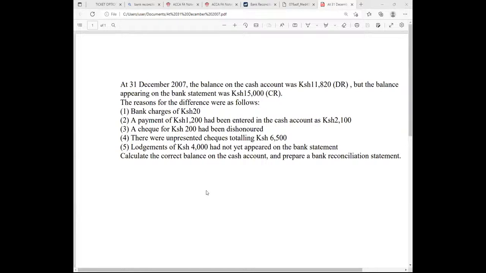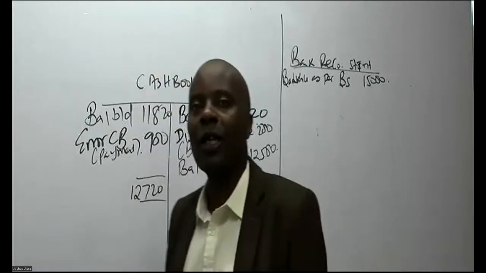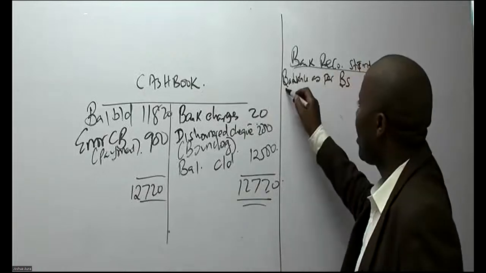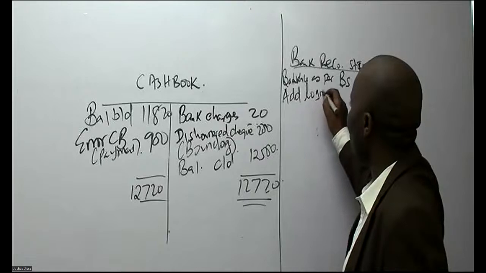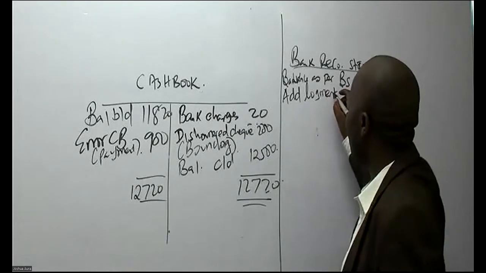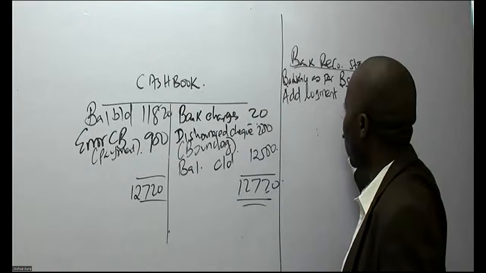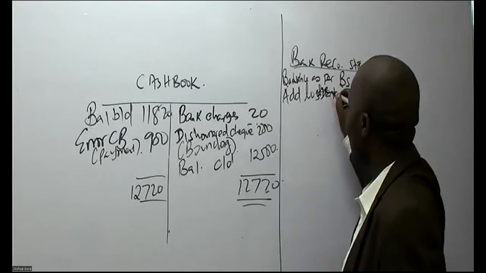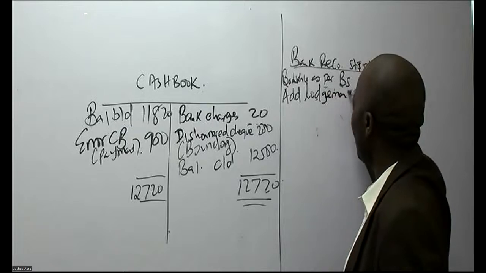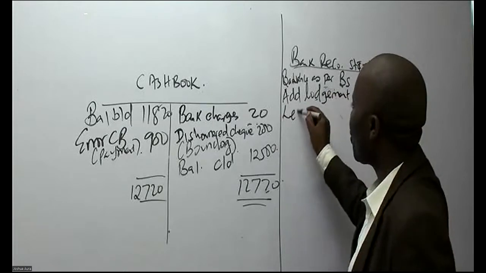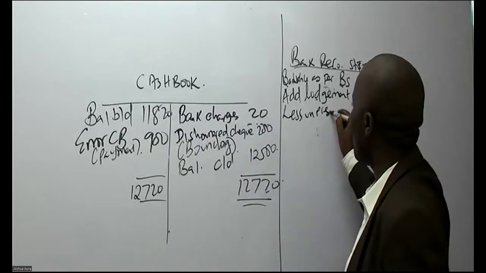15,000. Now, ladies and gentlemen, after that, the next thing I'm supposed to be doing, straight away, once I have this figure, I know what I'm supposed to be thinking about. I'll come here and add any unrecorded lodgements. Any unrecorded lodgement will be added here, and then we less any unpresented checks.